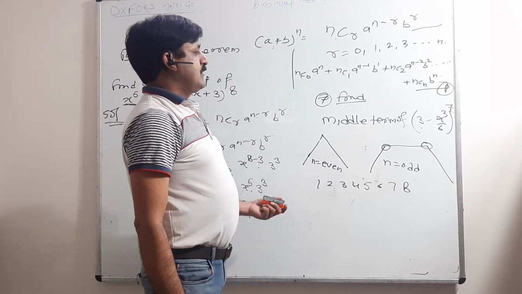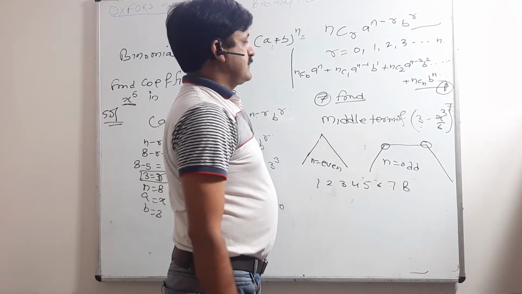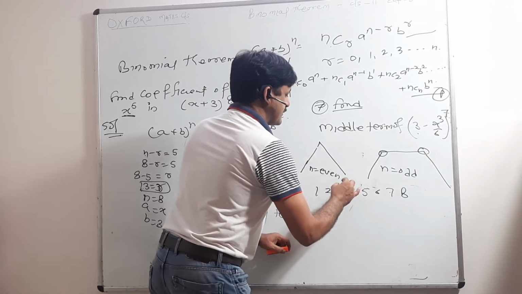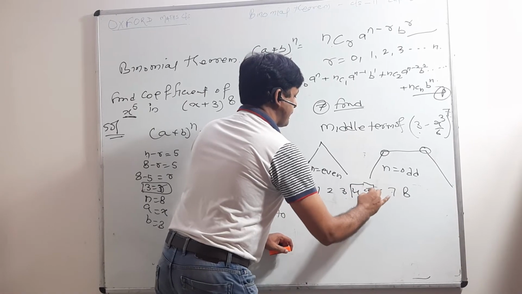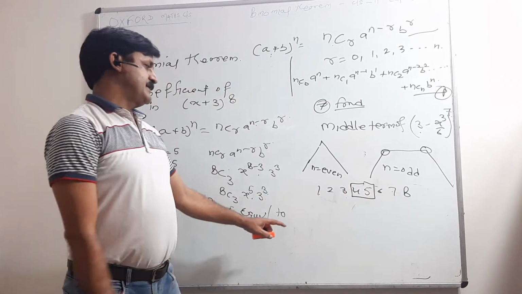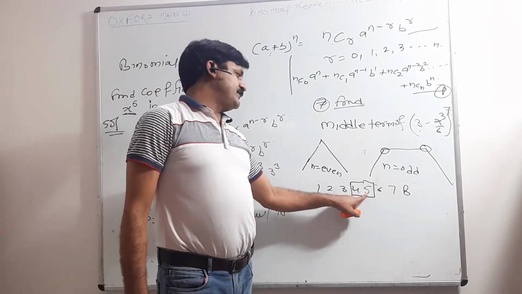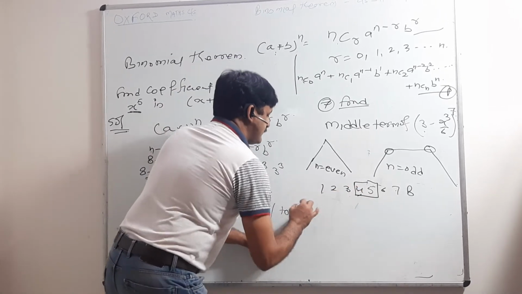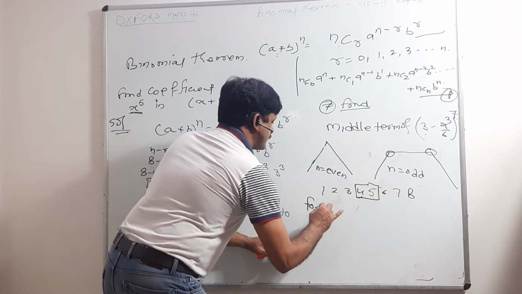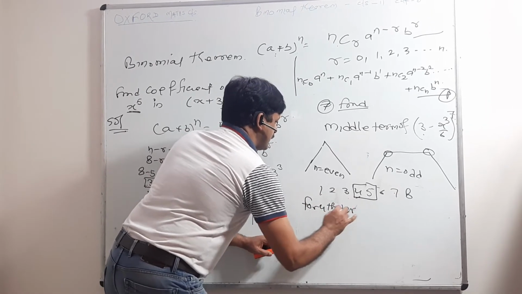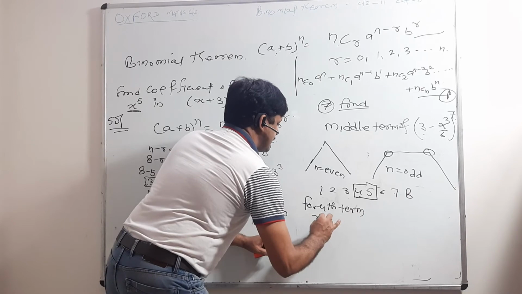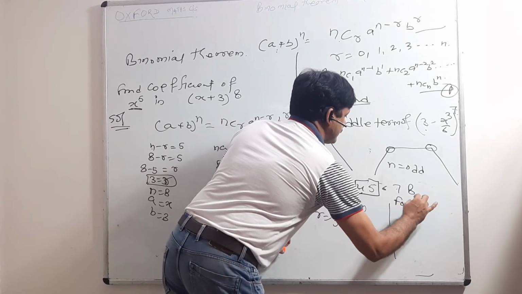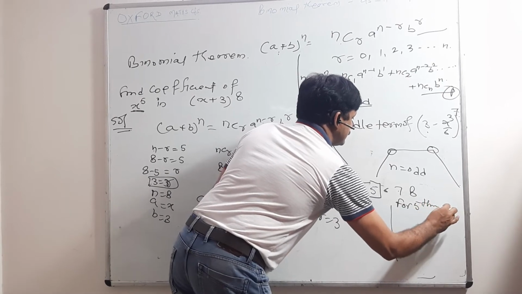7. 7 means odd, so two middle terms. This contains the fourth and fifth terms, both are middle terms. For the fourth term, r is equal to 3, and for the fifth term, r is equal to 4.